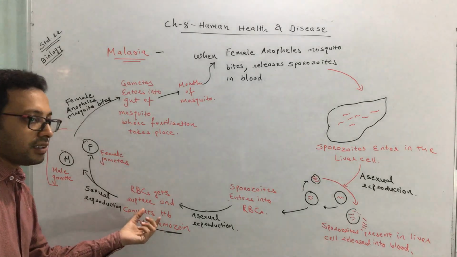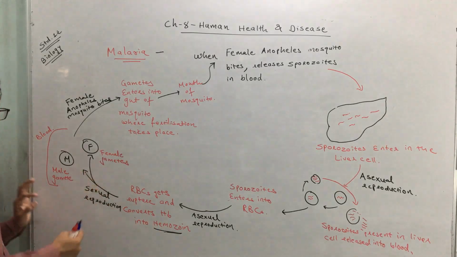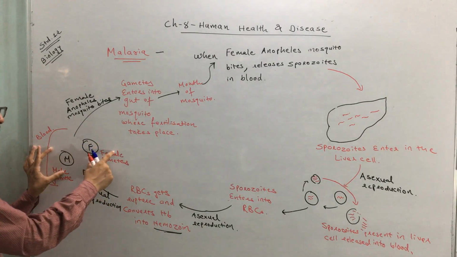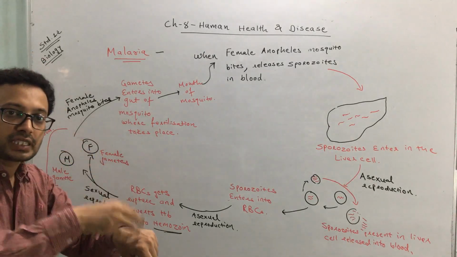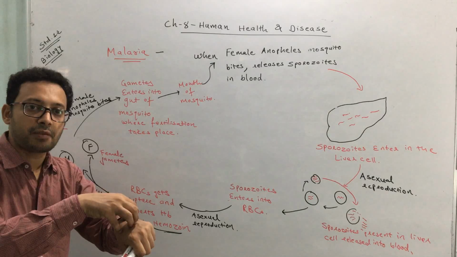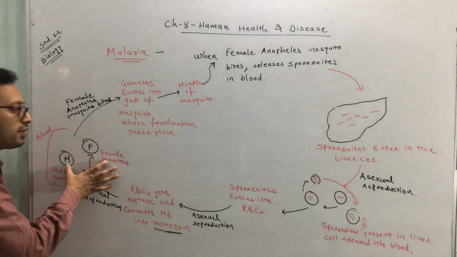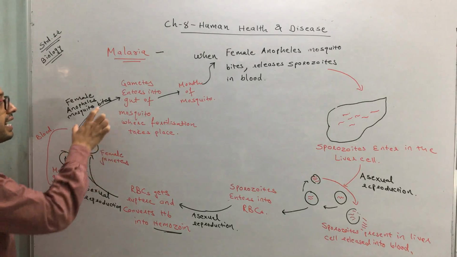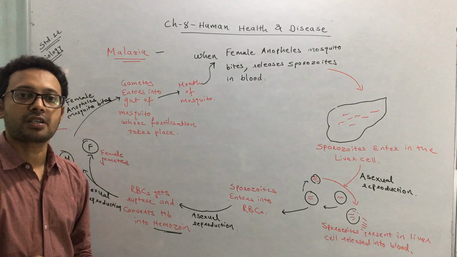Now, these sporozoids which are released undergo sexual reproduction and form two gametes, male and female gamete. When some other mosquito sits on my body, it sucks my blood, but now my blood has these gametes, male and female gametes. So these gametes enter into the mouth of the mosquito and ultimately go into the stomach of the mosquito.